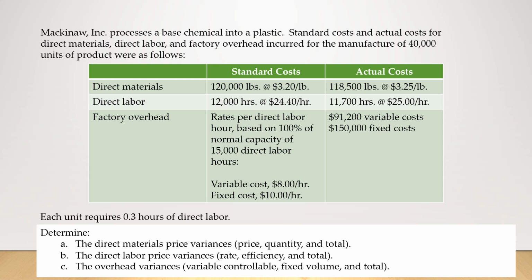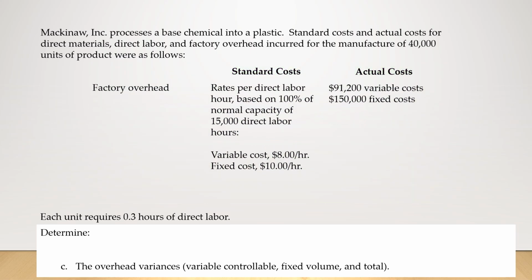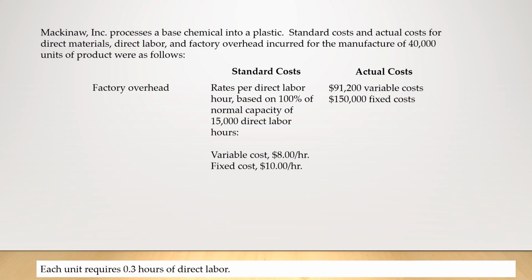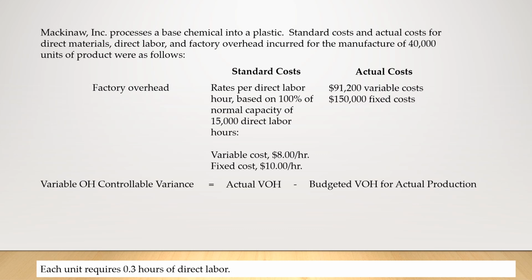Finally, let's do item C, the overhead variances. I'm going to need a little more space for these calculations, so allow me to make some room. Here's all the pertinent information we need. Starting with the variable overhead controllable variance, the difference of the actual variable overhead for the period less the overhead that should have been budgeted for the actual production level. The actual variable overhead is $91,200.